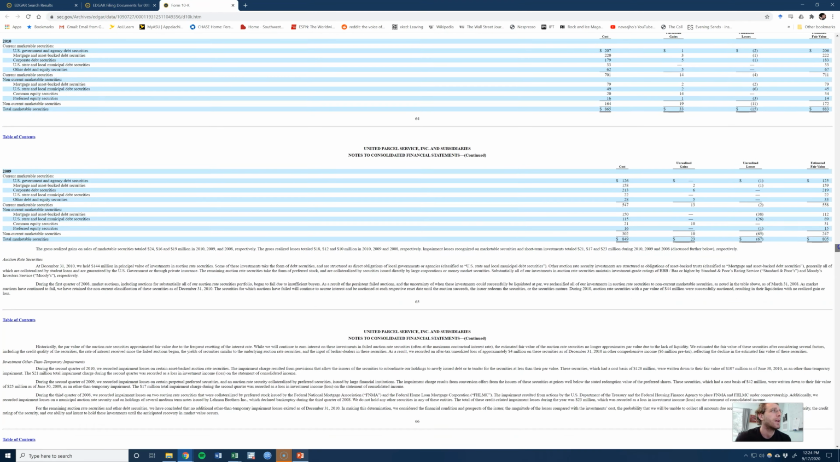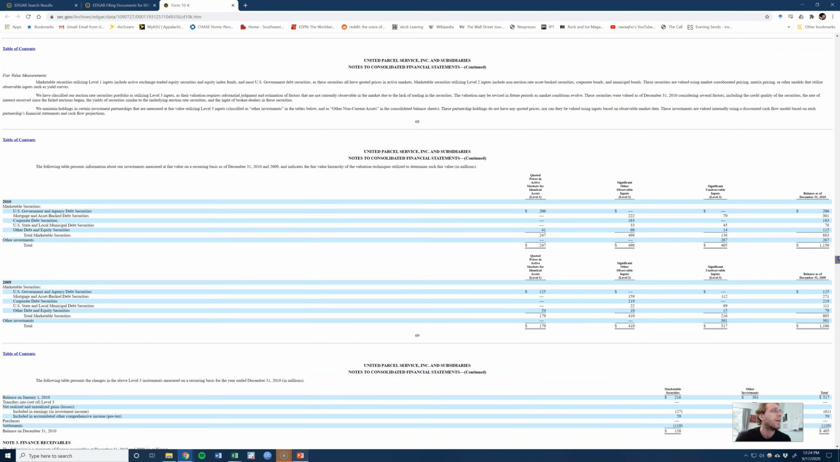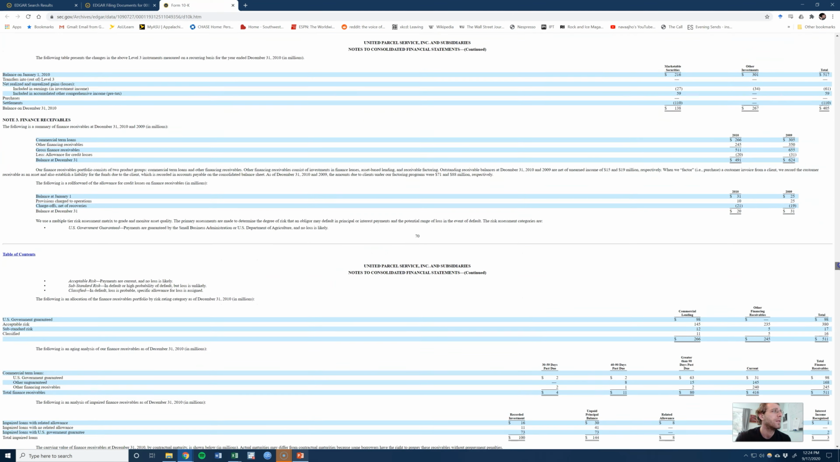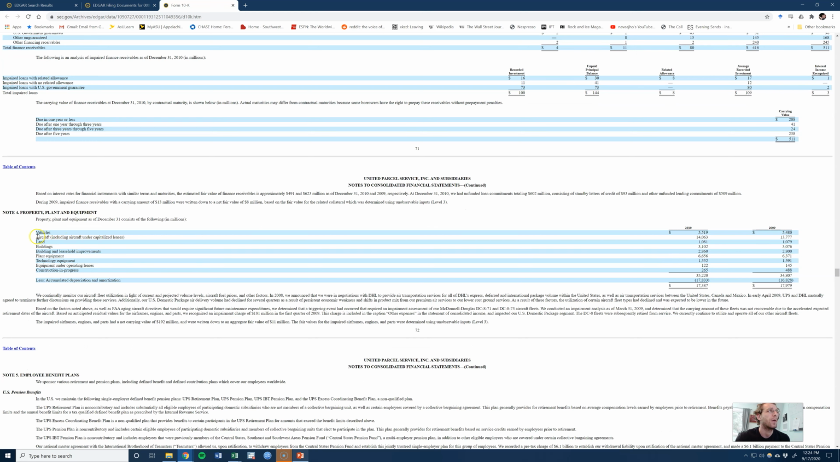let's see if I can find it again. Marketable securities, impaired loans. Here's the property, plant, and equipment footnote. So they have a total of $17 billion in PP&E, but that's broken down into some amount of vehicles, $5 billion in vehicles, $14 billion in aircraft, $1 billion in land, $3 billion in buildings, $2 billion in building improvements. They've got plant equipment, they've got technology equipment.